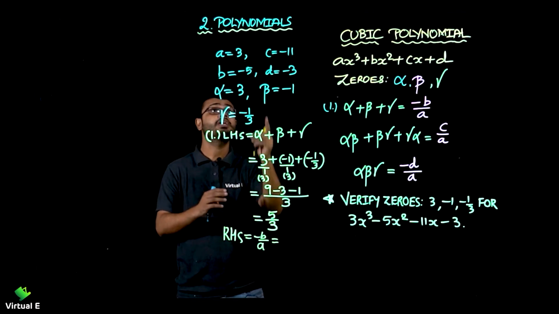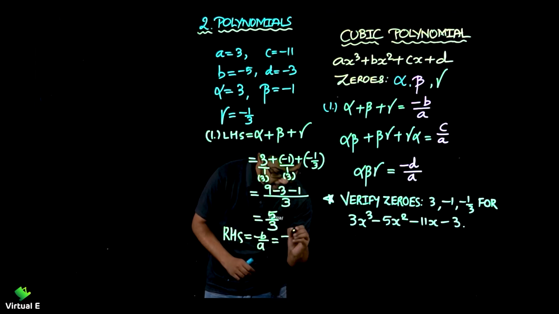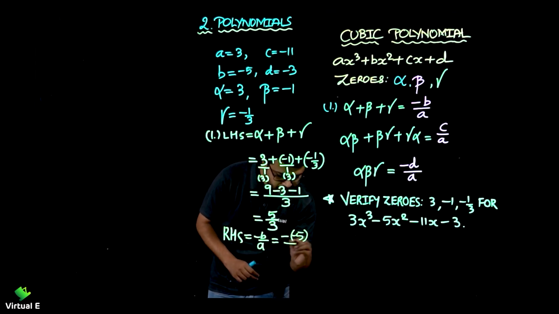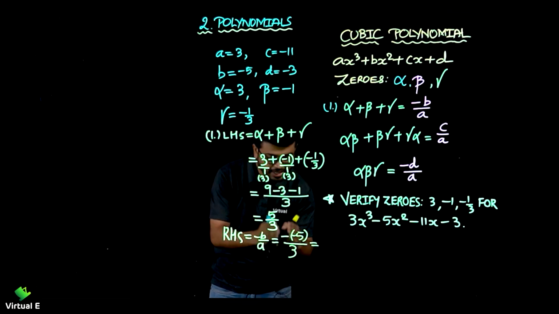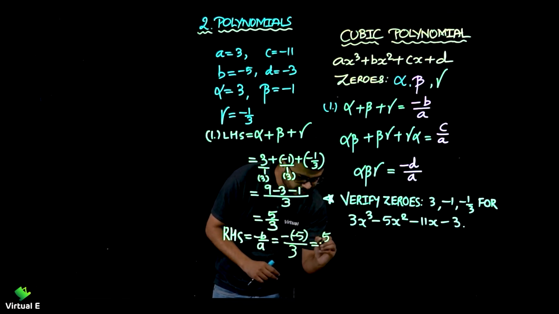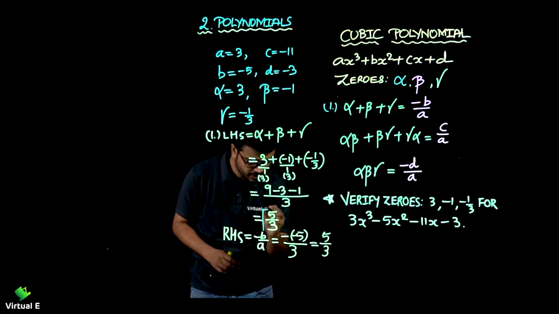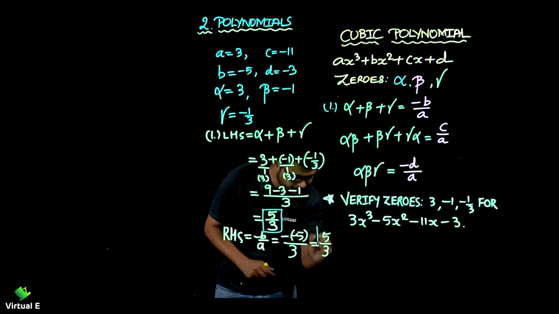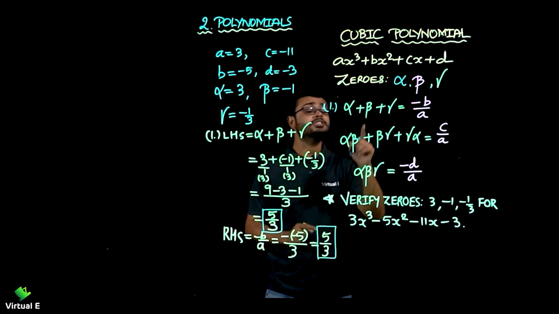What is the value of B? B value is minus 5. So minus for the formula and minus 5 for the B. And what is the value of A? Which is 3. So minus minus will be plus 5 and 3 in the denominator. So you can see that my LHS is 5 over 3 and my RHS is also 5 over 3. So the first relation is verified.